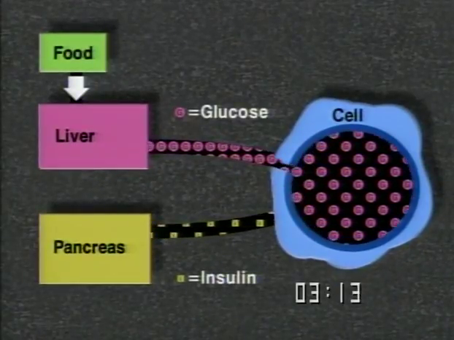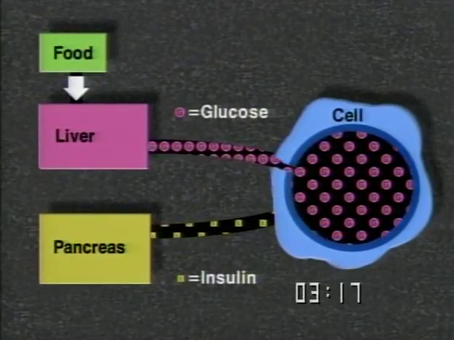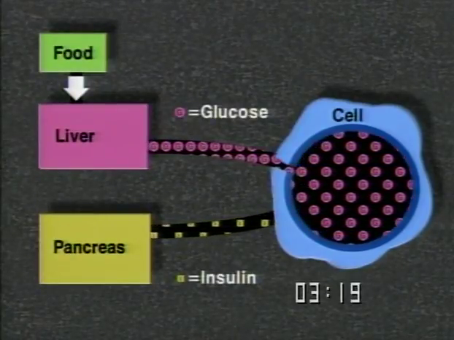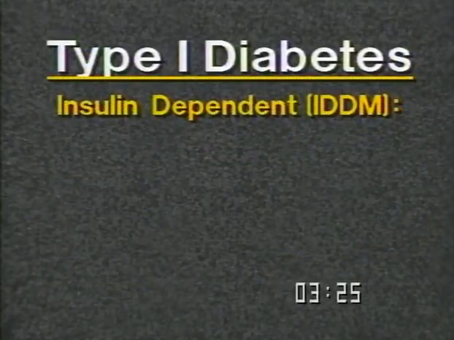This is because the body can't produce enough insulin, or the insulin it produces doesn't do its job. Cells have no fuel to function. While locked out, glucose rises in the bloodstream. There are 2 types of diabetes.